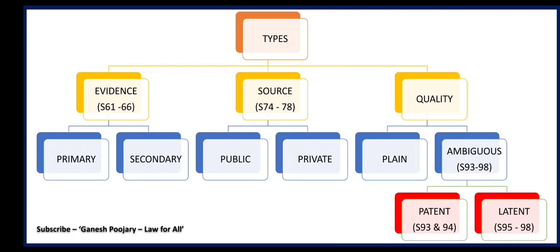The concept of ambiguous documents in Evidence Act is covered under chapter 6 between Section 93 to 98, that is a total of 6 sections. Again, among the ambiguous documents, I am dividing it into two categories, the patent ambiguity and latent ambiguity. Now, patent ambiguity is covered between Section 93 and 94, whereas the latent ambiguity has as many as 4 sections, that is covered from Section 95 to 98.